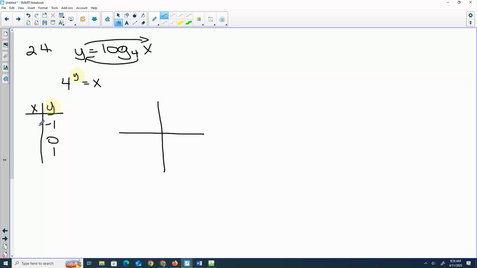So 4 to the -1 is 1/4. 4 to the 0 is 1, 4 to the first is 4. So if we plot this, 1/4, -1, 1, 0, 4, 1. Remember, logs always have a vertical asymptote, so it should look like that.